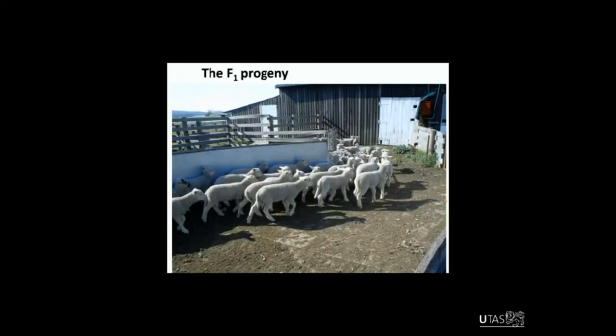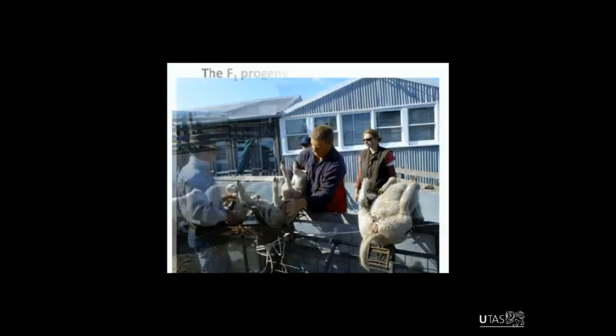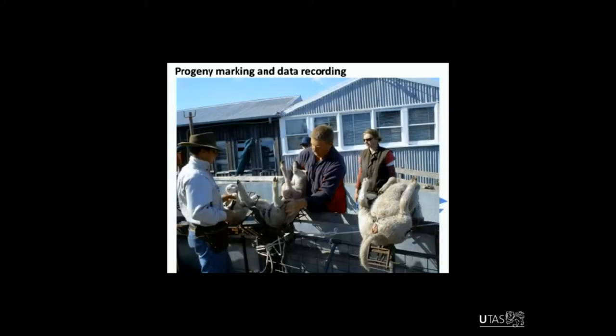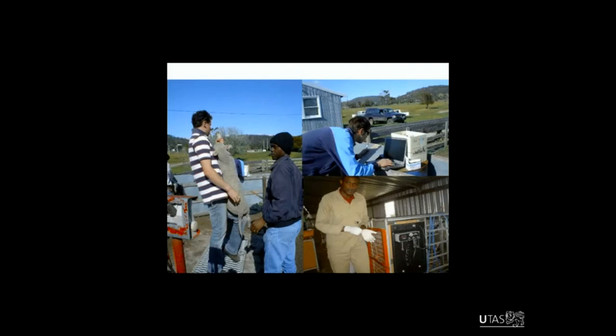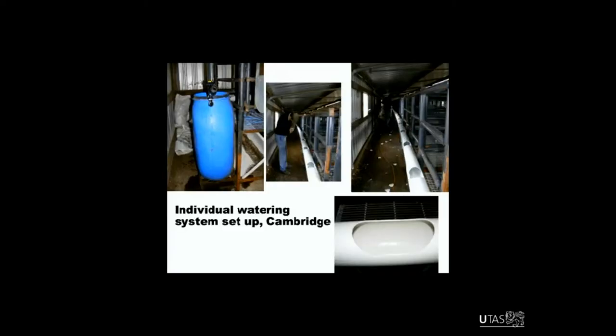And at the end, you find this very fine looking F1 progeny that were then the basis of the experiment that we did. And at marking, we had to vaccinate the animals, we had to tag them, we had to make sure that they were accurately ID'd. And a whole range of data were collected during that progeny marking. And again, it's a time when we all go as a group to help each other out in taking data, because it's not just one man's duty.